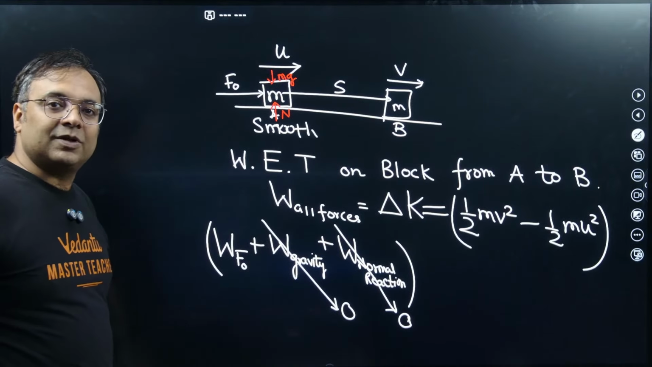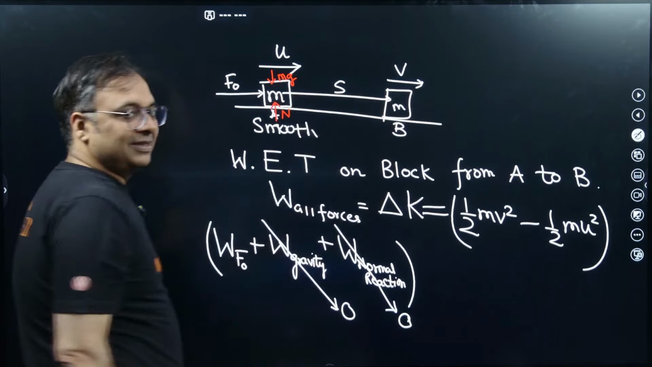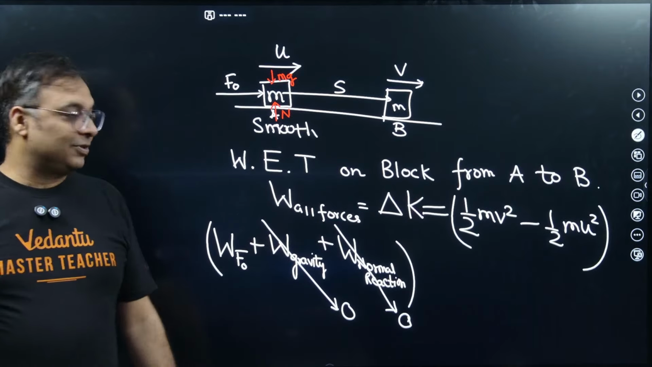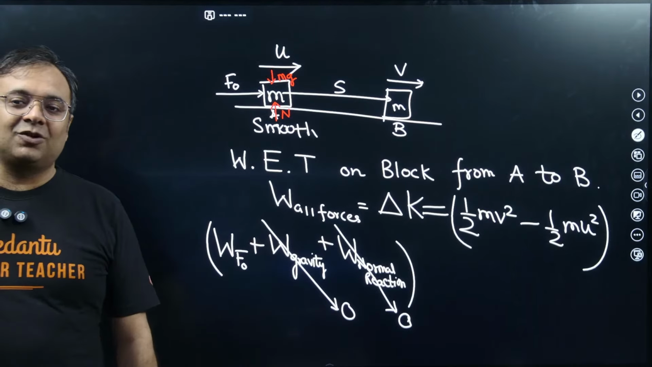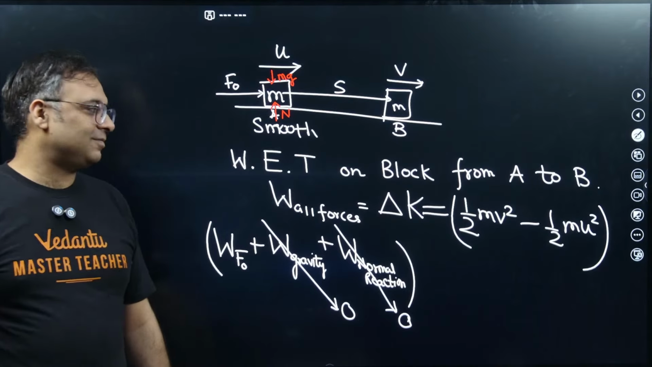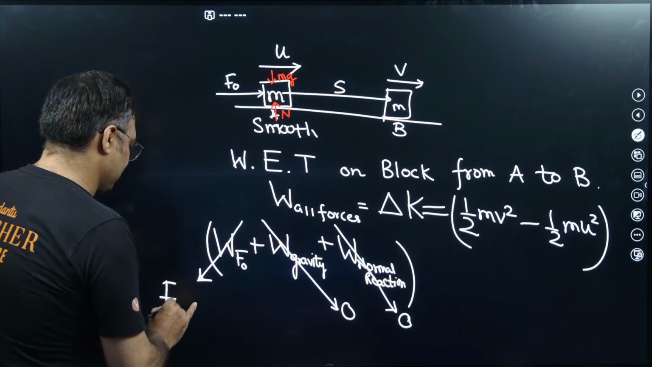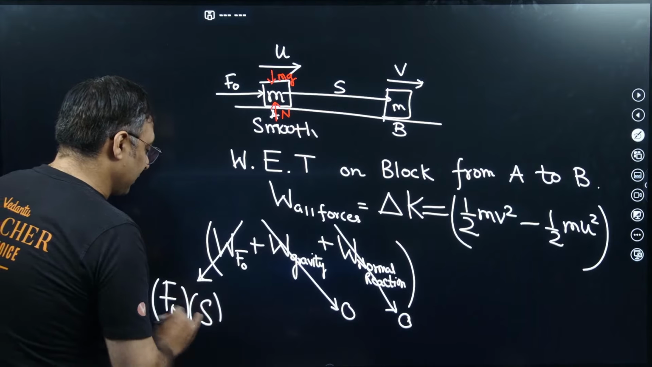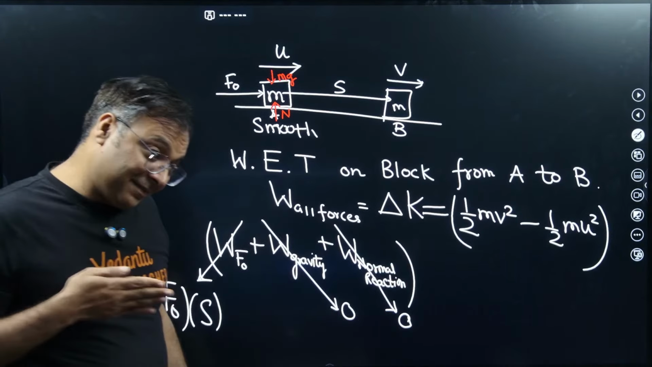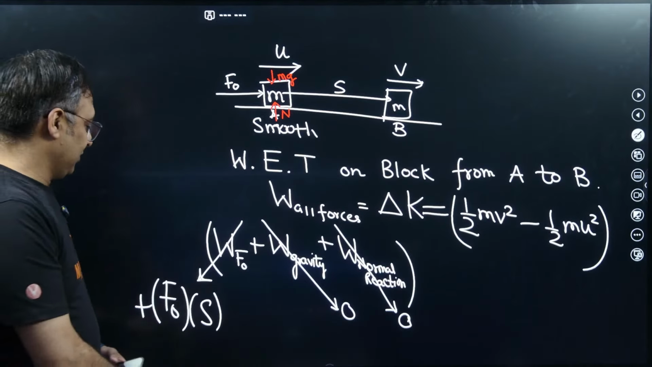Why is it 0 in this question? Because the force is in vertical direction, whereas displacement is in horizontal direction, and the angle between them is 90 degrees. So the work done by gravity in this question is 0, as well as the work done by normal reaction. What is the work done by F naught? That is simple: F naught into s, and that too in the plus form. Why plus? Because force is in this direction, displacement is in the same direction, the angle between them is 0, cos 0 is 1. So this is the left hand side.